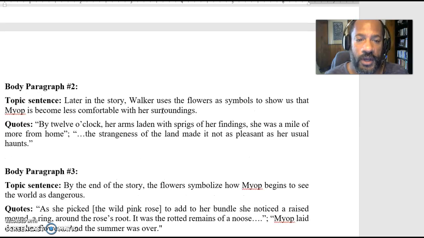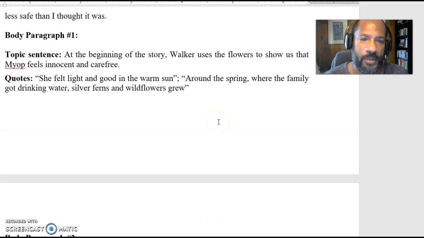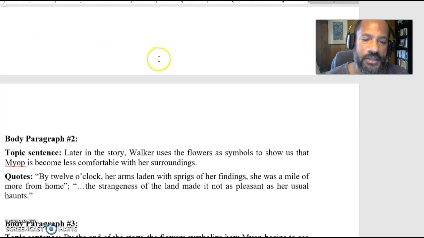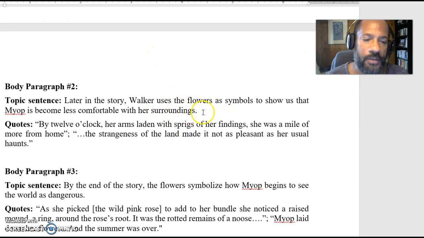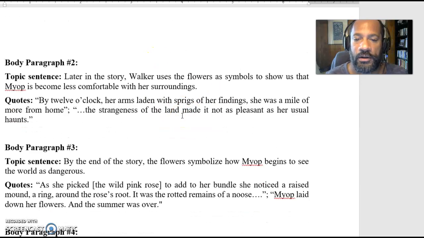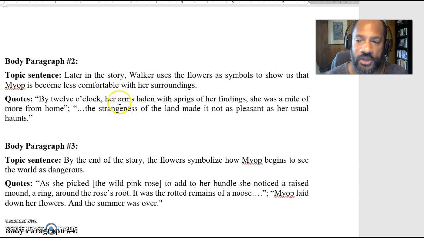darker here. So again, I'm still talking about flowers as symbols, but I'm showing this movement from this is where things were innocent, to now things are going to start to become less innocent when we get here. Okay, and I've got some quotes to back that up.